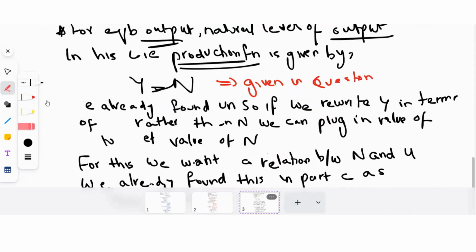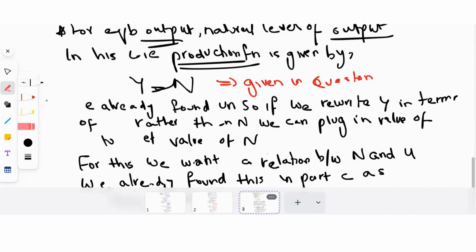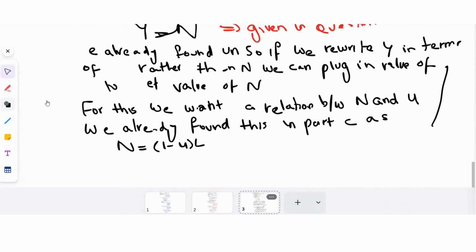Right, so the idea over here was that through the labor force, you can get a relationship between N and capital U, which is the level of unemployment. But in the WS-PS model, the analysis that we're doing is with small u, which is the unemployment rate. We have to rewrite capital N in terms of small u rather than capital U, right? So moving forward, we already have this relationship which we found in part C, N is (1 minus u) times L.